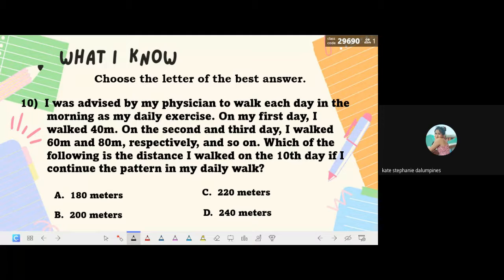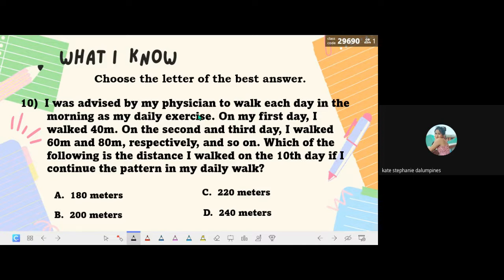Po, pakibasa po yung question. I was advised by my physician to walk each day in the morning as daily exercise. On my first day, I walked 40 meters. On the second and third day, I walked 60 meters and 80 meters, respectively, and so on. Which of the following is the distance I walk on the 10th day if I continue the pattern in my daily walk?